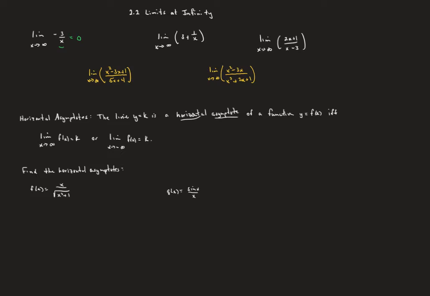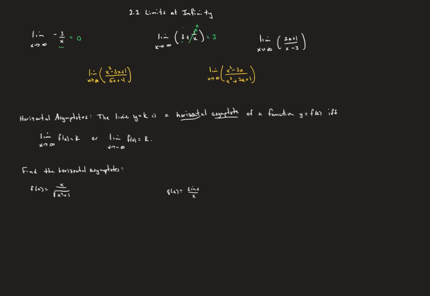In the second one, when you have 3 plus 1 over x, as x goes to infinity, the 1 over x is going to go to 0. The 3 is unaffected by what x is doing, so it's going to always be 3, and so we get that the limit is equal to 3.